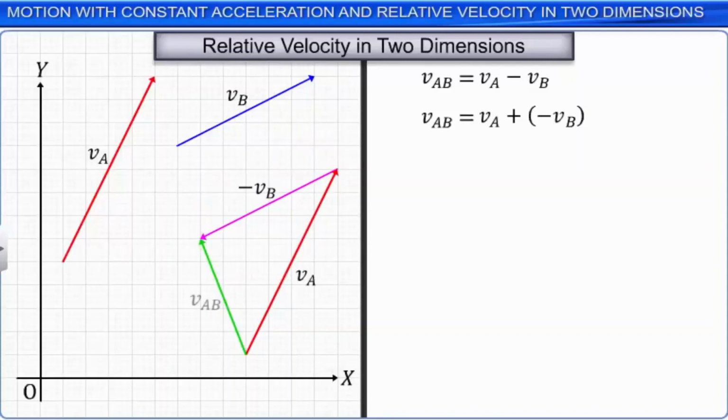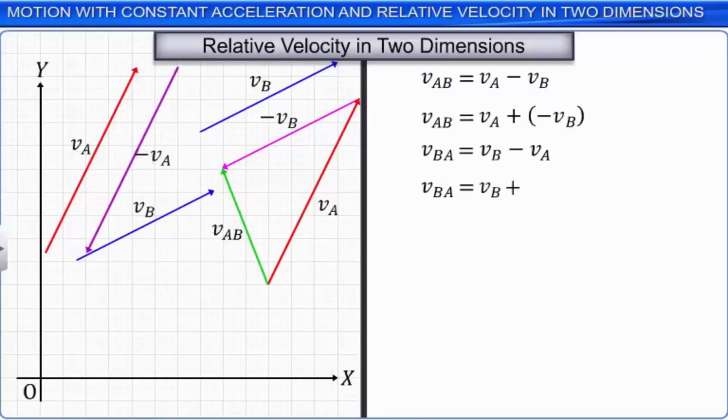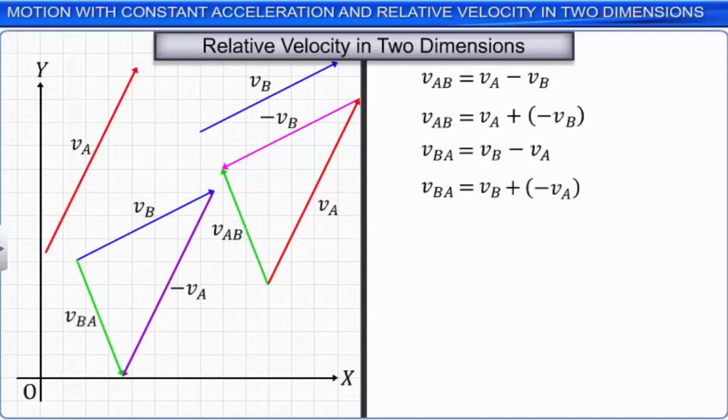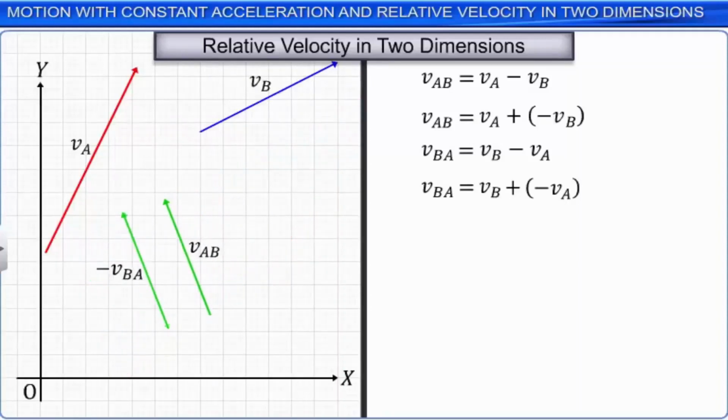Similarly, VBA is equal to VB plus minus of VA. Finally, on comparing the two results, we find that VAB is equal to minus VBA, which means that the two relative velocity vectors have the same magnitude and are opposite in direction. This implies that the magnitude of VAB is equal in magnitude to VBA.